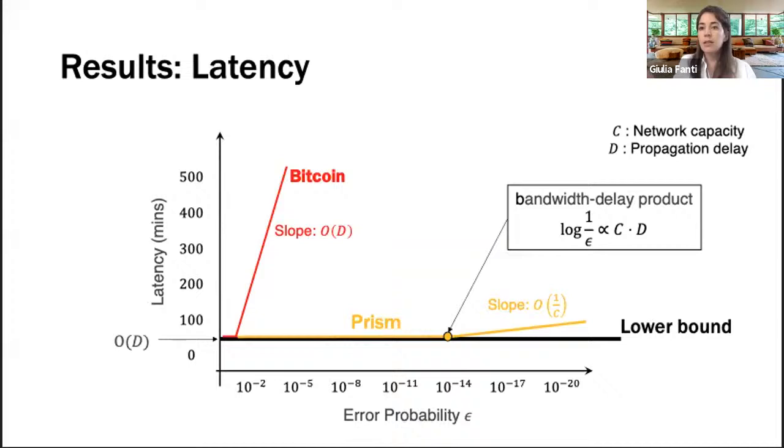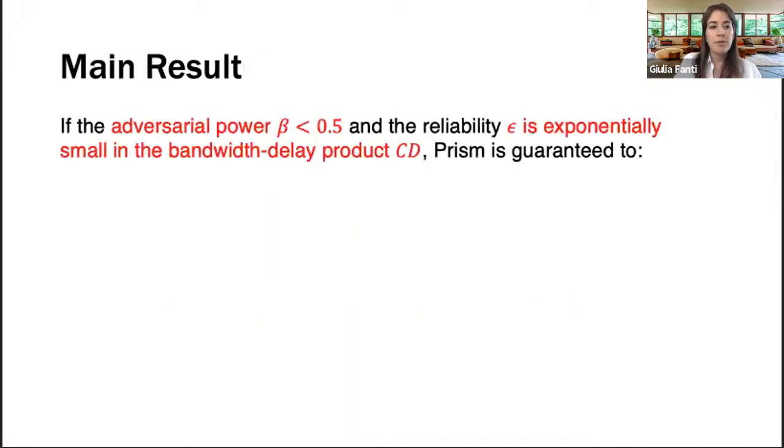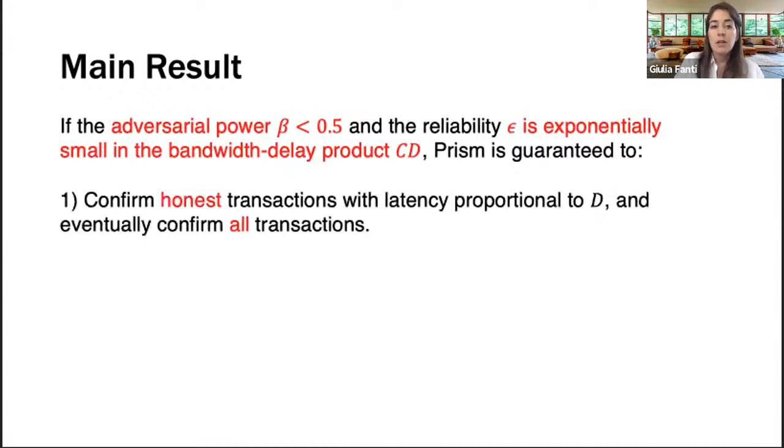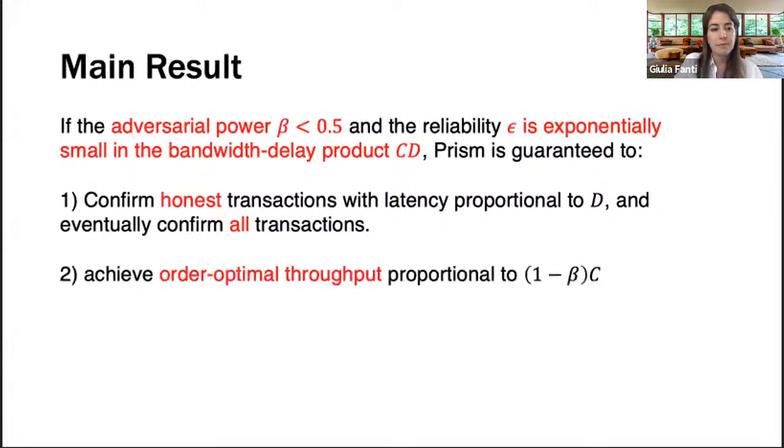Okay, so theoretically, Prism seems to achieve much better throughput and latency compared to Bitcoin. And in fact, our main result is that if the adversarial power beta is less than 1/2 and reliability epsilon is exponentially small in the bandwidth delay product, then Prism is guaranteed to confirm honest transactions with a latency proportional to D and eventually confirm all transactions. It also achieves order optimal throughput proportional to (1 minus beta) times C.